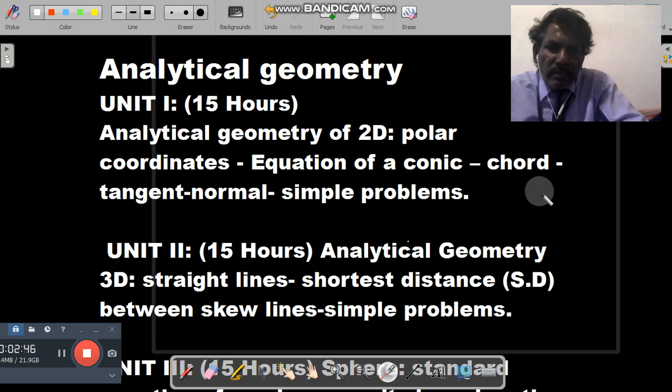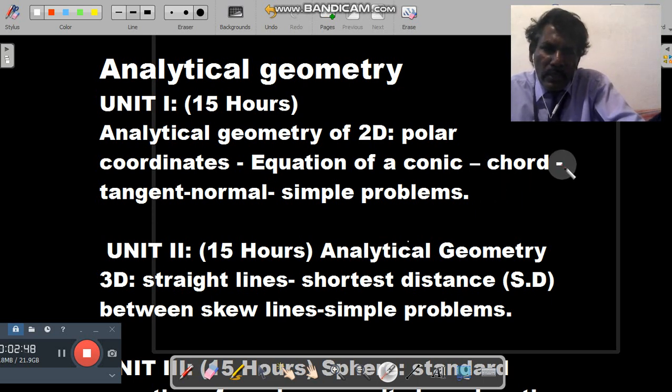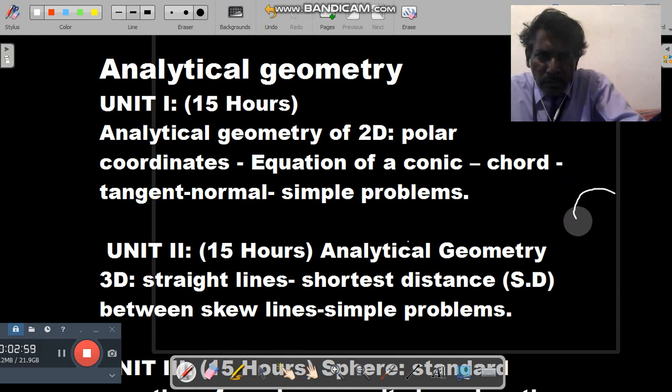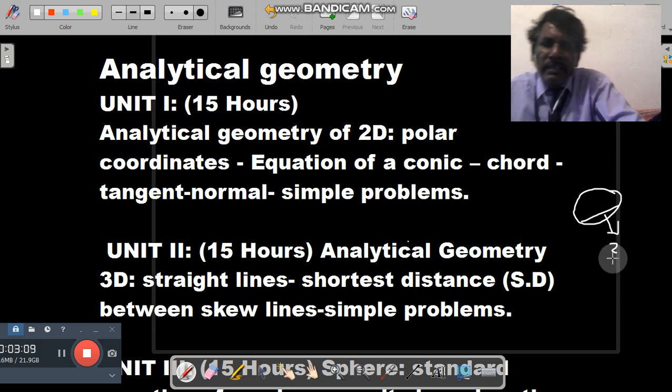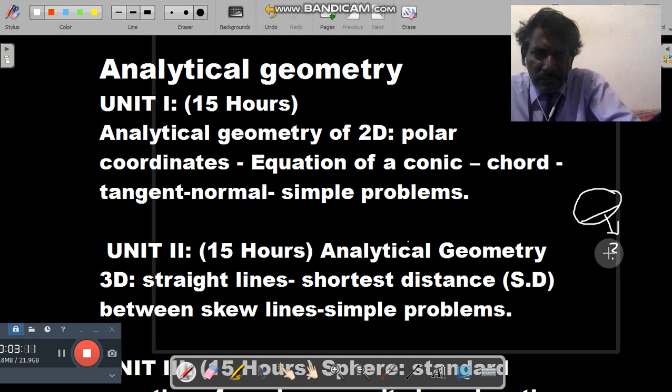The next one is about the chord. Chord we know. I will explain what a chord is now. Look at this. Here it is a circle. If you join these two points, it is called a chord. Now what is this equation? We are interested in that.